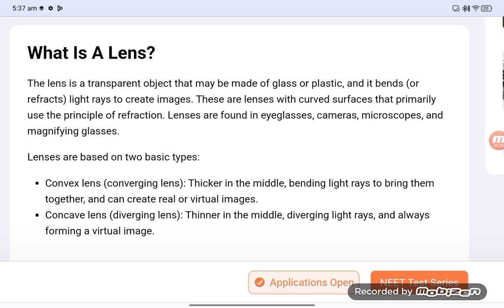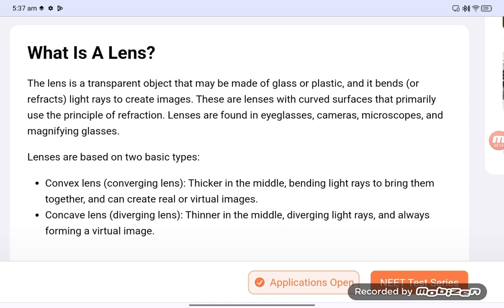What is a lens? The lens is a transparent object that may be made of glass or plastic, and it bends or refracts light rays to create images. These are lenses with curved surfaces that primarily use the principle of refraction. Lenses are found in eyeglasses, cameras, microscopes, and magnifying glasses.